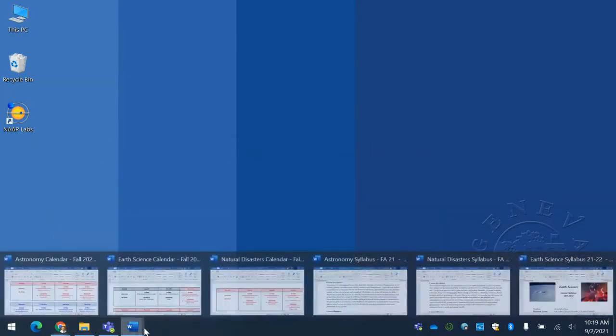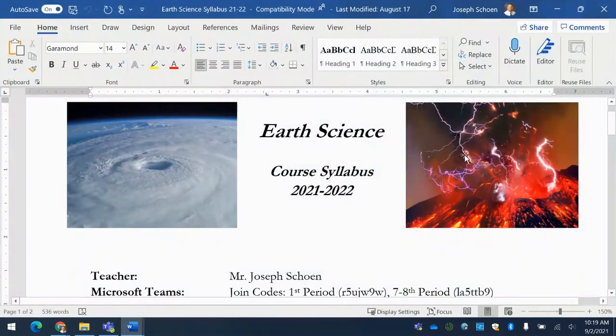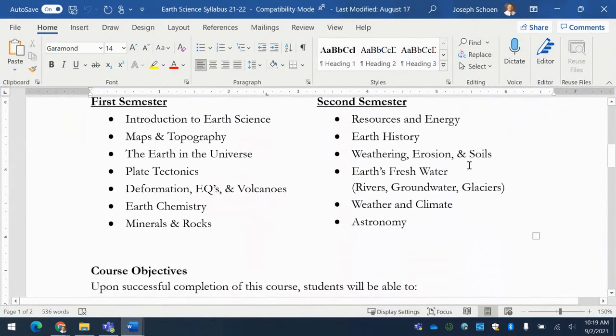And then in my Earth Science classes, we talk a lot about geology to start things with. We, of course, introduce Earth science here. We look at maps and topography, looking at the Earth and its place in the universe and how it formed, getting into plate tectonics and earthquakes and volcanoes, minerals and rocks toward the end of this first semester. The second semester, we look at what we can find from the rocks and learn from the rocks, be it resources or the history of the Earth. We look at how the rocks break down to form precious soils, which are a great resource for us. We look at Earth's fresh water, including rivers, groundwater, and glaciers. We do meteorology in April and astronomy in May in Earth Science.